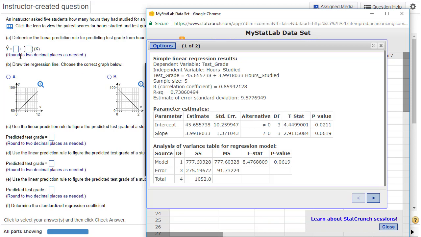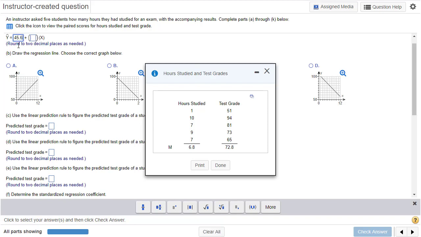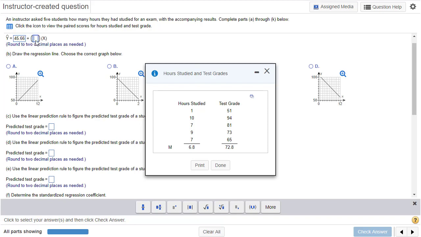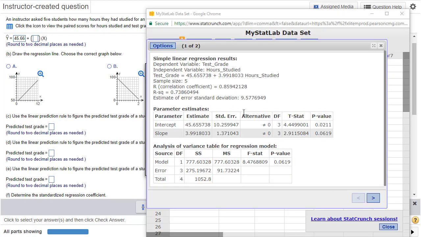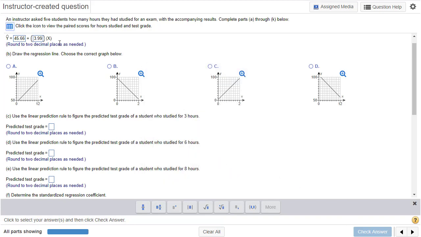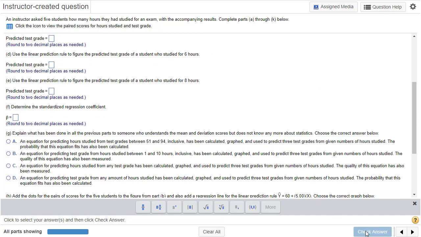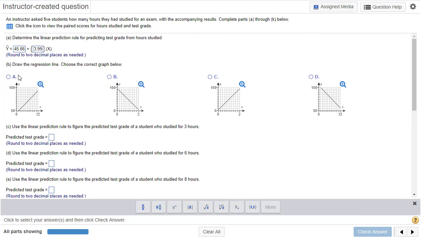Okay, so I can put that in: 45.66 plus the 3.99 times hours studied, which is X. Okay, it's not letting me check the answer for some reason, but anyway, we'll just keep moving on.